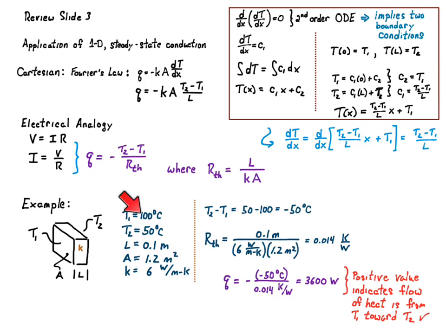So T1 is 100 degrees, T2 is 50 degrees, and as we expect, the heat flows from left to right. Again, remember that T1 is associated with x equaling 0, and T2 is associated with x equaling L. So the heat is flowing in the positive direction, and it happens to be, again, downhill. So this is our quick example of the 1D steady state conduction in Cartesian form.